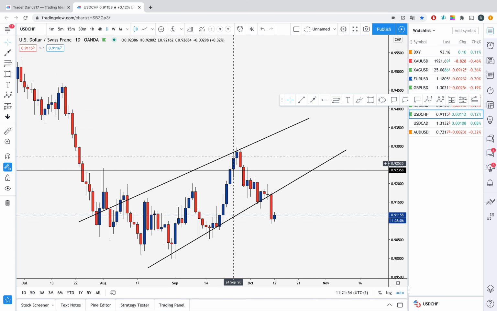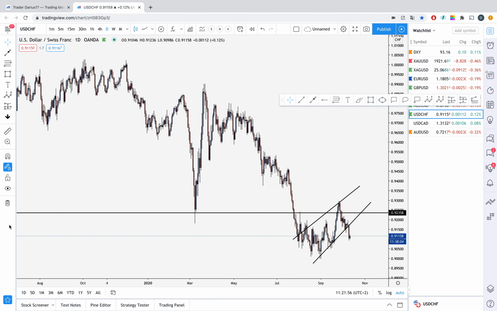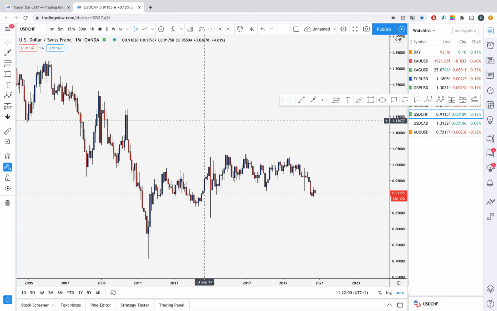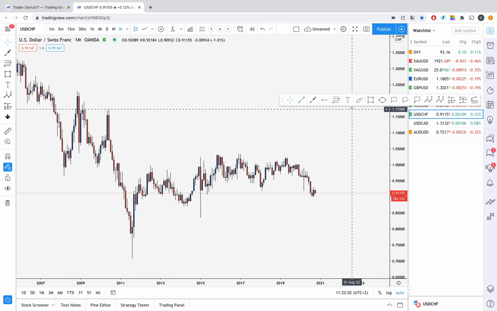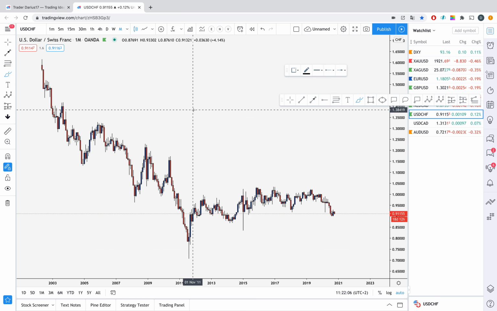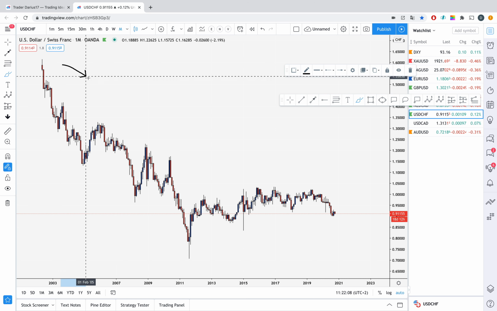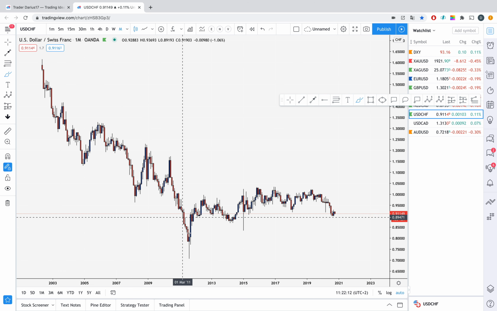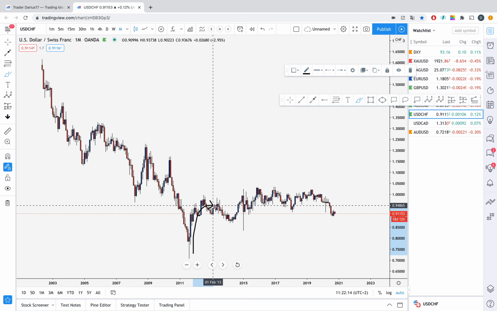Next pair, USDCHF. Okay, I already made a little bit of analysis over here because I do not trade this pair very much. But what I can clearly see on this pair is that we are in a major downtrend. So price is dropping over here. And at this level over here, it started this correction.